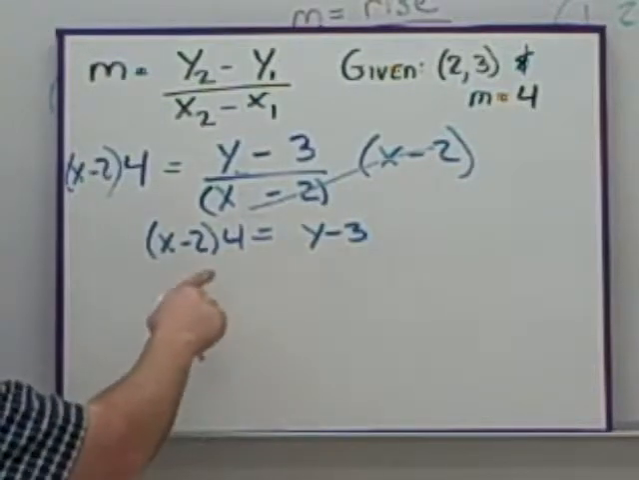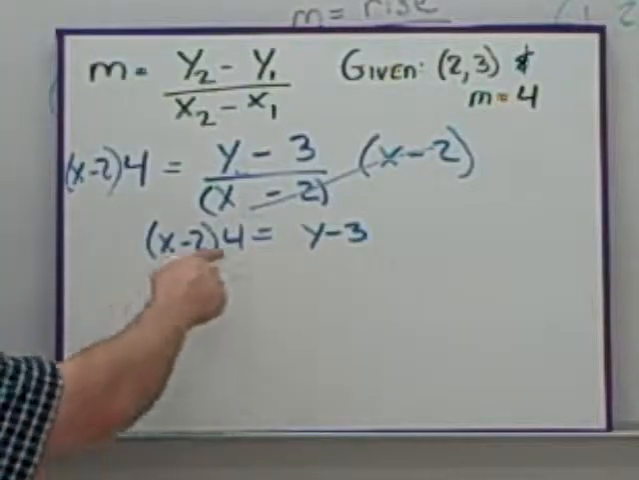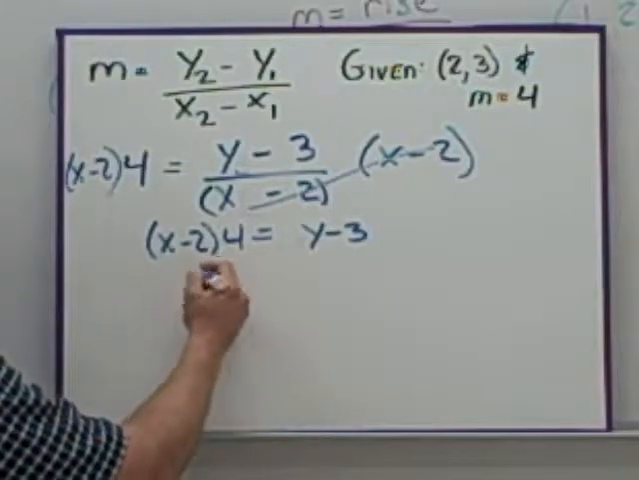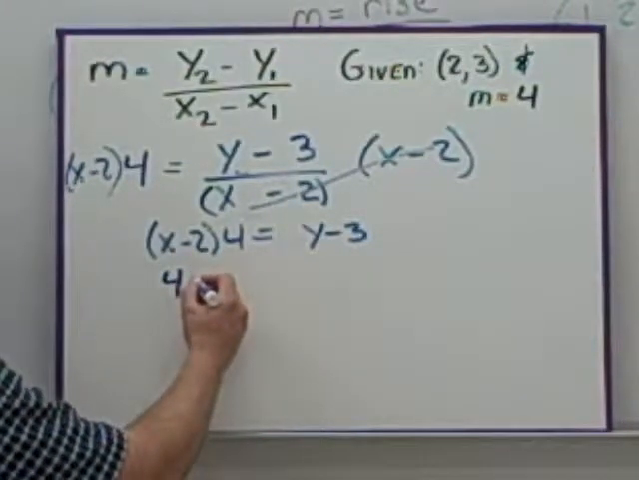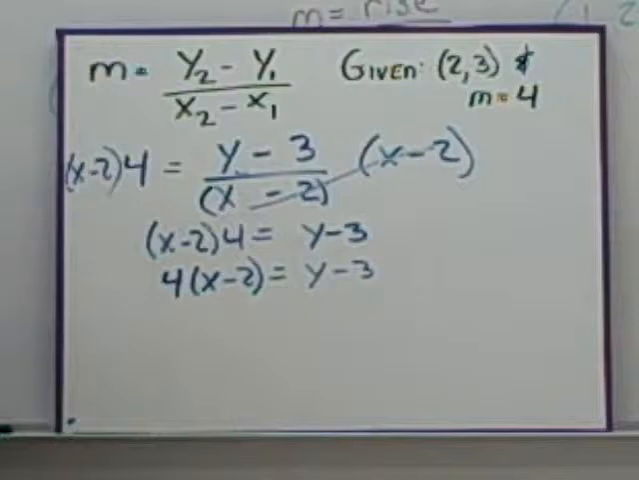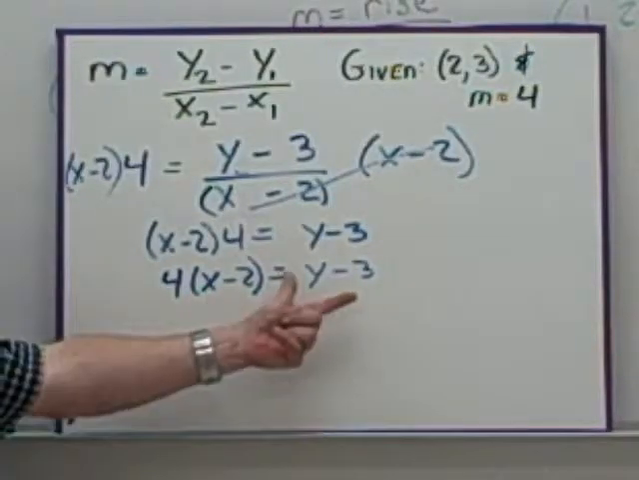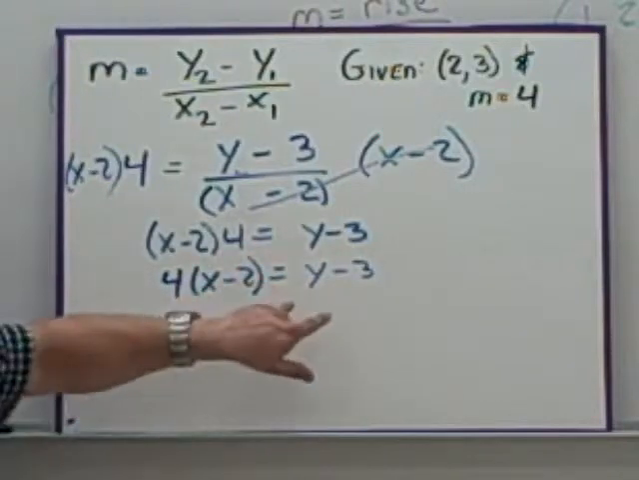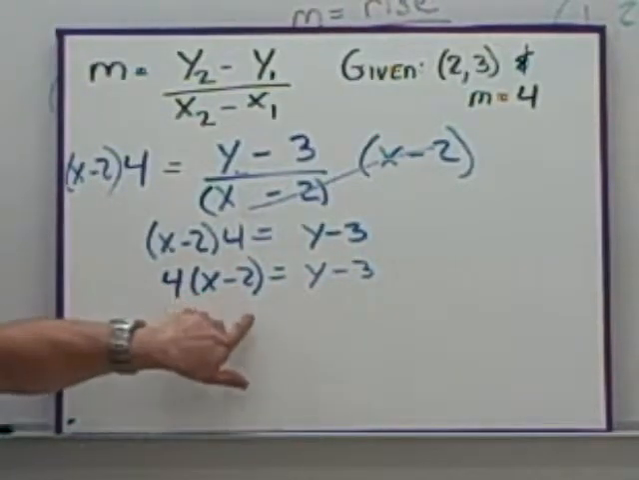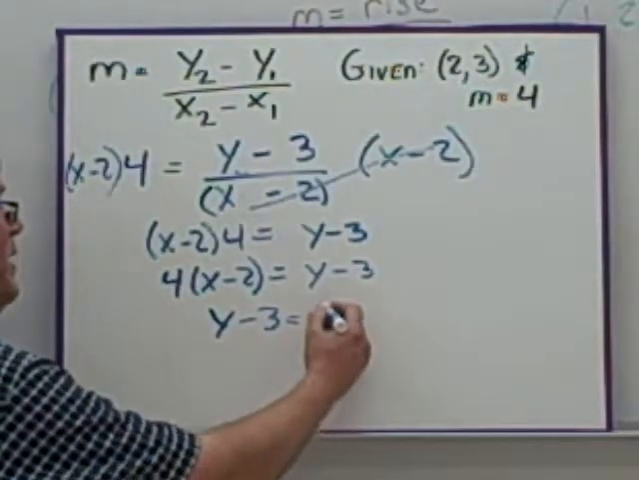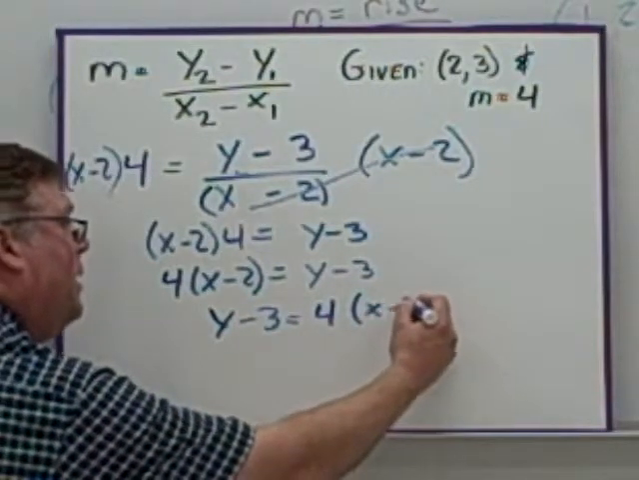I don't like having the 4 after this set of parentheses. Can I move it to the front? Sure. The commutative property of multiplication says that I can multiply in any order here. So I can change this to 4 times (x minus 2) is equal to y minus 3. Also, I don't like having y on the right-hand side. Can I put it to the left? Sure. As long as I flip-flop these, it doesn't matter whether I say this is equal to this or this is equal to that. Either way, it's the same thing. So I'm going to flip it around. So it says y minus 3 is equal to 4 times (x minus 2).